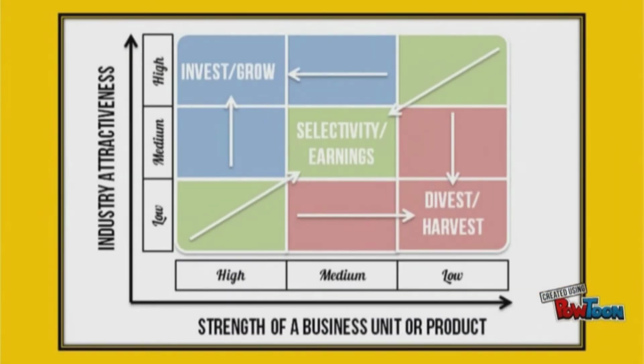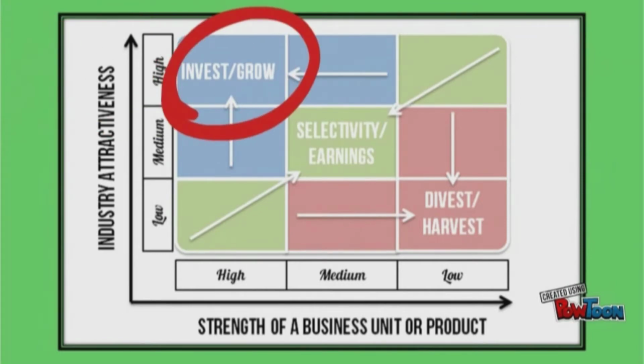Based on these two dimensions, a 3x3 matrix is formed to be used as the GE model. The matrix is shown with the respective strategic decisions. Therefore, it leads to strategic decisions based on the outcome of this model, such as invest or grow, selectivity or earnings, harvest or divest. Invest and grow.